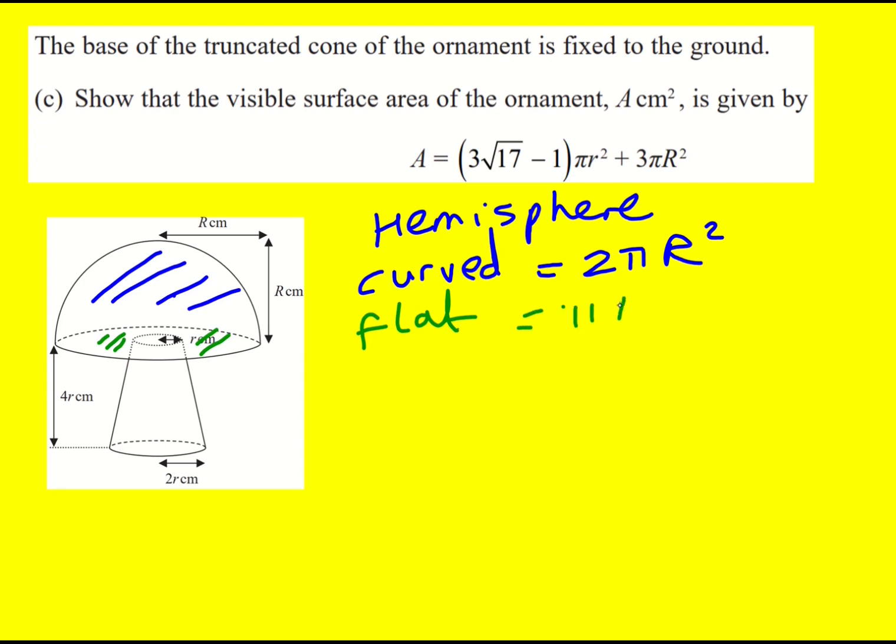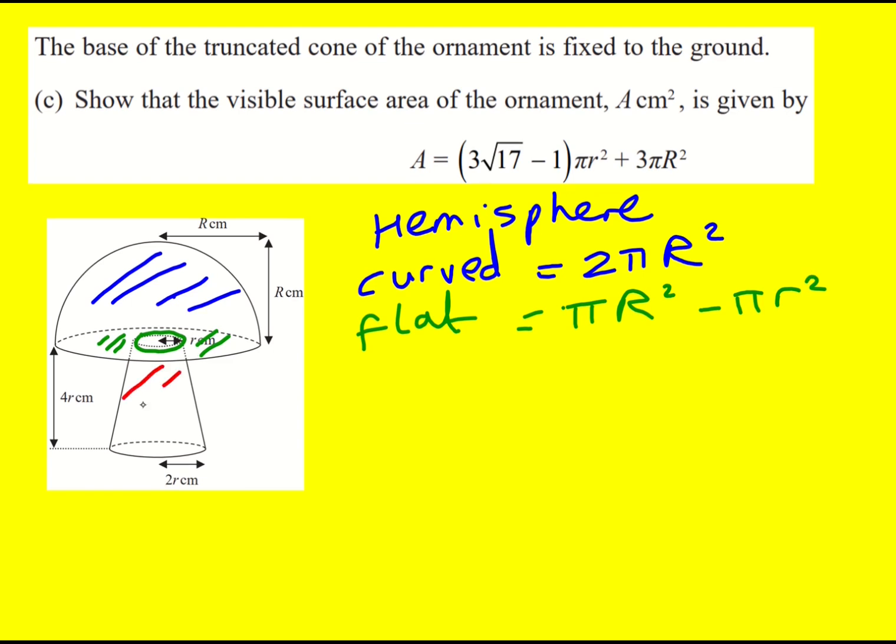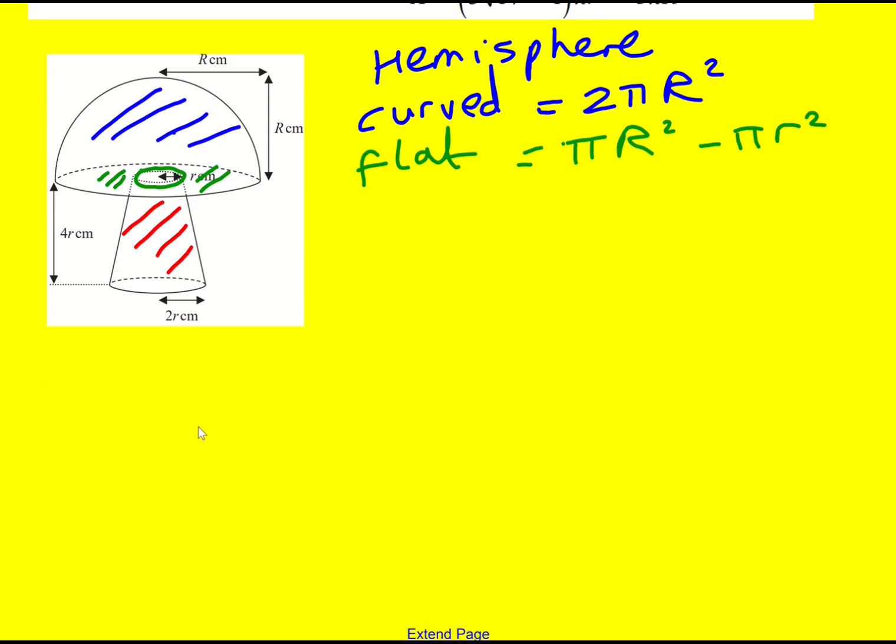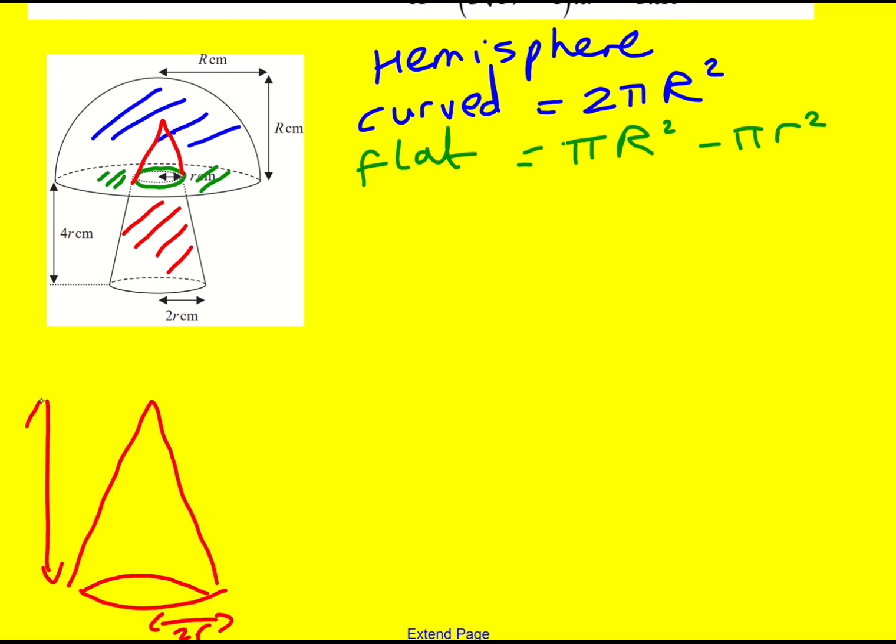So we're going to get pi R squared, but then I need to minus that small circle here. So minus pi r squared. That's where the truncated cone is touching the bottom of the hemisphere. Then this just leaves us the curved area of the truncated cone. But don't forget we had the big cone with radius 2r, that's shown on the diagram, but we calculated that the height was actually 8r. And then I want to minus the curved area of this small cone at the top, which was 4r and r.